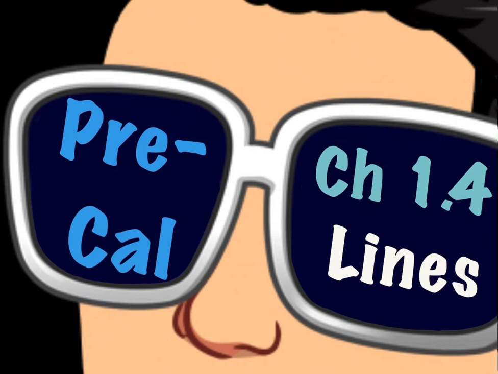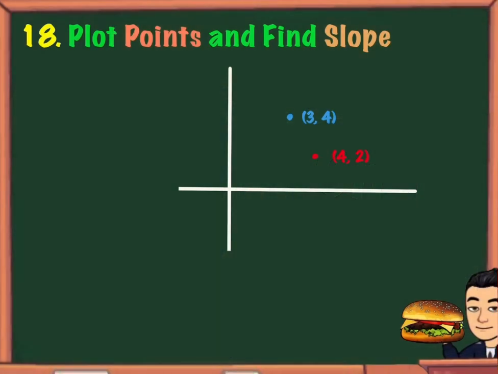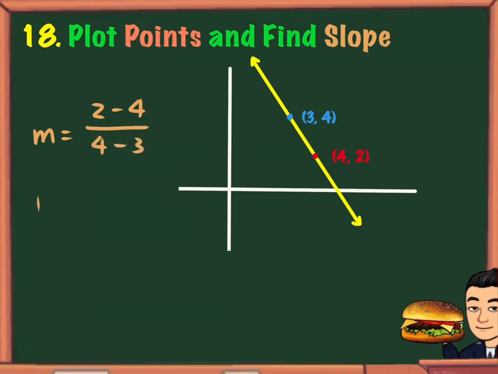Let's get started. For number 18, I'm already plotting the points. (3, 4) is the blue one, (4, 2) is the red one. Now I'm showing you the slope by connecting these 2 points with a line. You can calculate the slope using 2 minus 4 over 4 minus 3. The slope is going to equal negative 2 over 1, which equals negative 2.